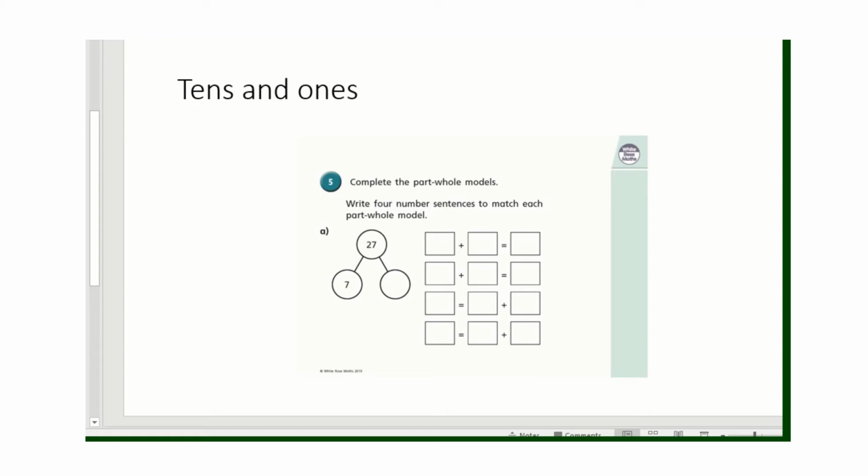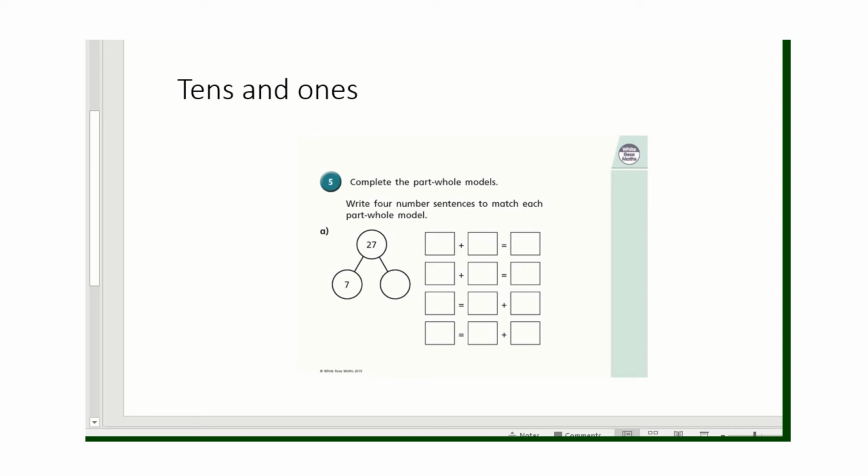Then look at part whole models. Look at this number. Look, we can write number sentences to match each part whole model. So 27, like we've said, is 7 ones and that 2. Let's go back. So it's 20, isn't it? So we would write 20 add 7 equals 27. Or 7 add 20 equals 27, because we know we can do it each way around, can't we? We can swap it around.